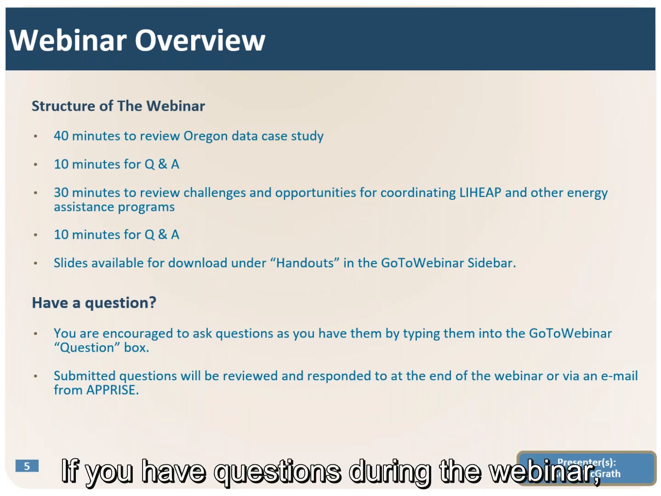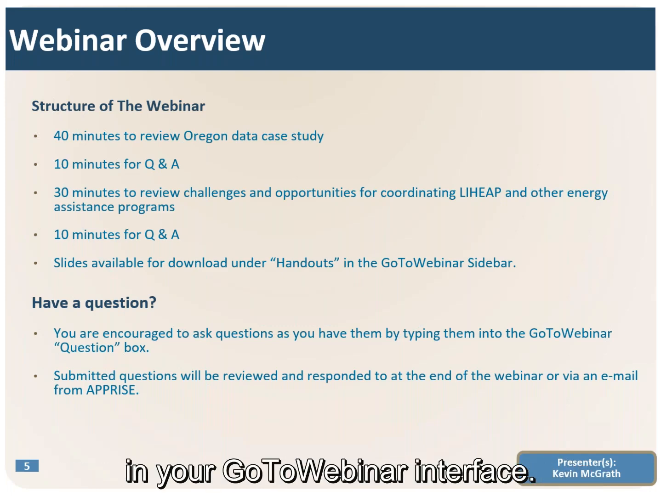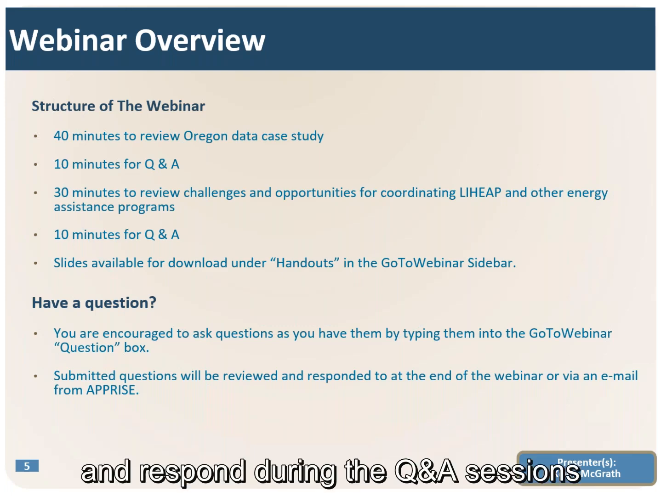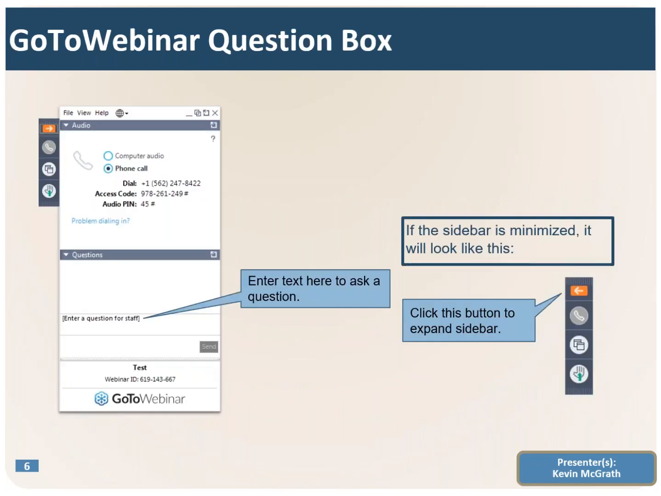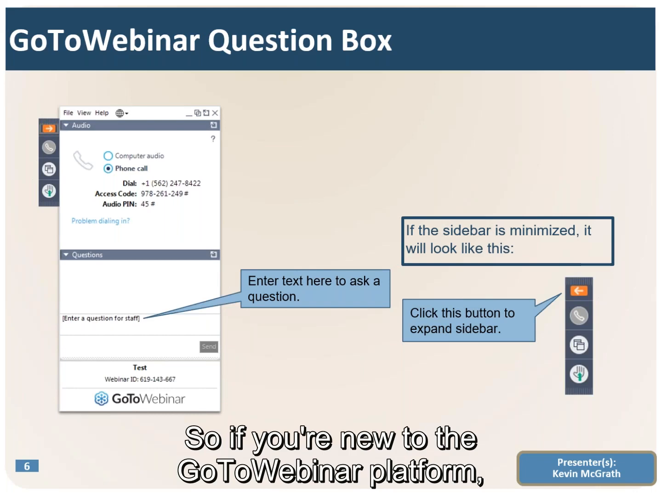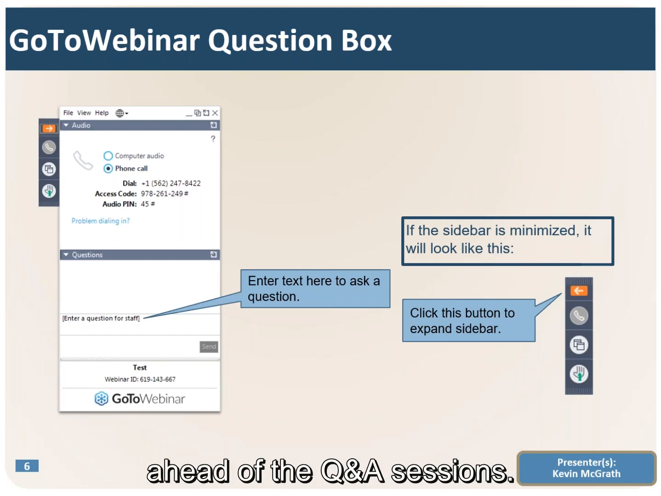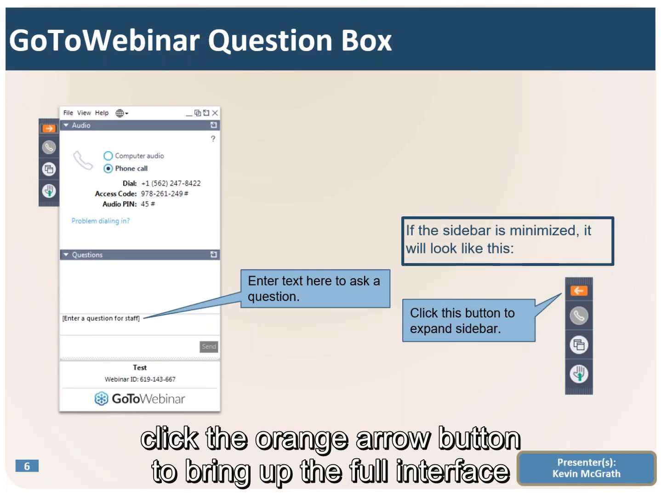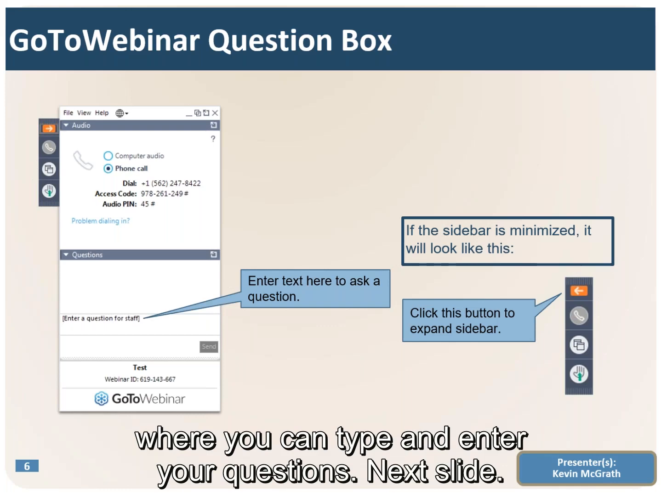If you have questions during the webinar, we encourage you to use the question box in your GoToWebinar interface. This will enable us to review the questions and respond during the Q&A sessions or via email following the webinar as needed. If you're new to the GoToWebinar platform, here's an example of how you can submit your questions ahead of the Q&A sessions. If your GoToWebinar sidebar is minimized, click the orange arrow button to bring up the full interface, and then navigate to the questions panel where you can type and enter your questions.